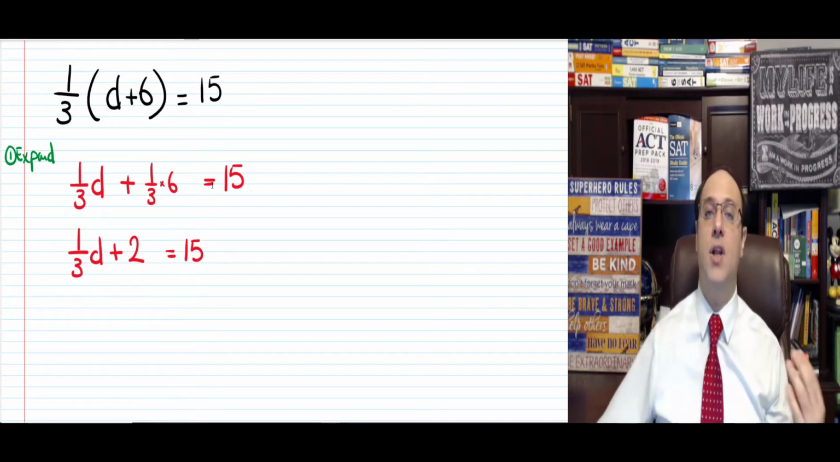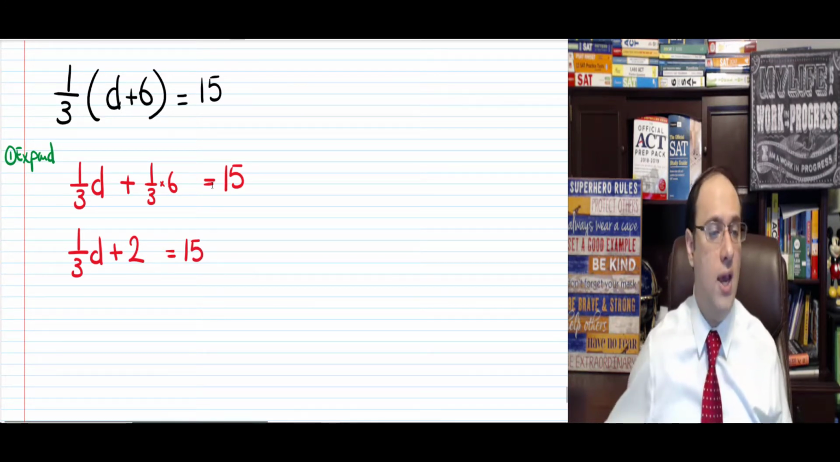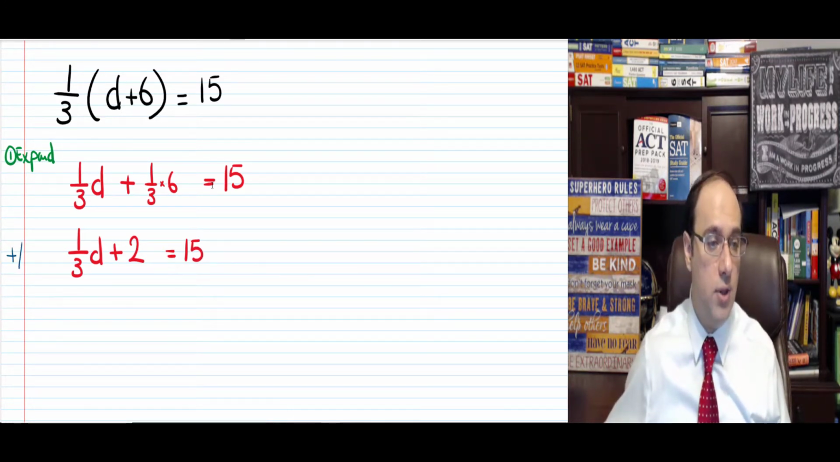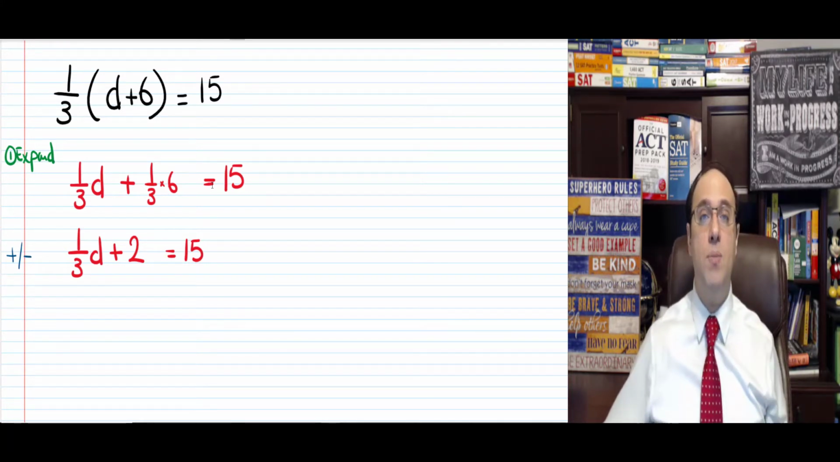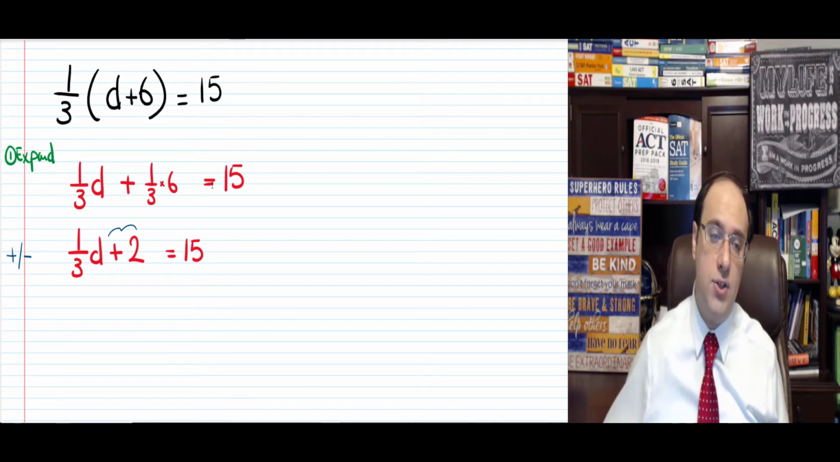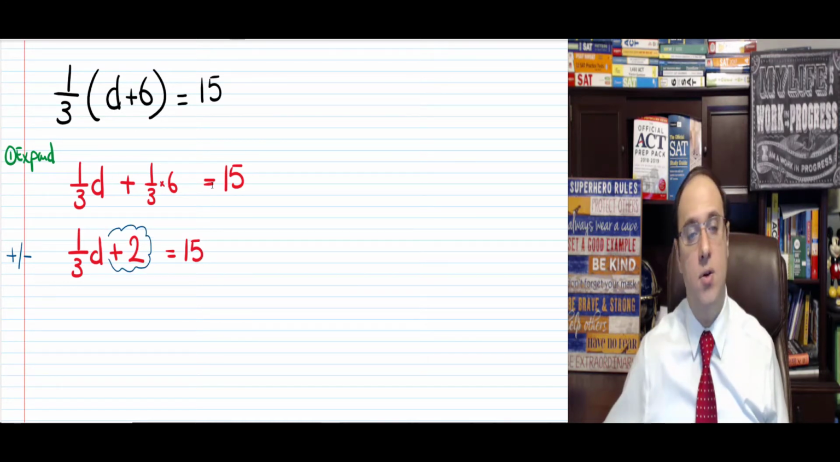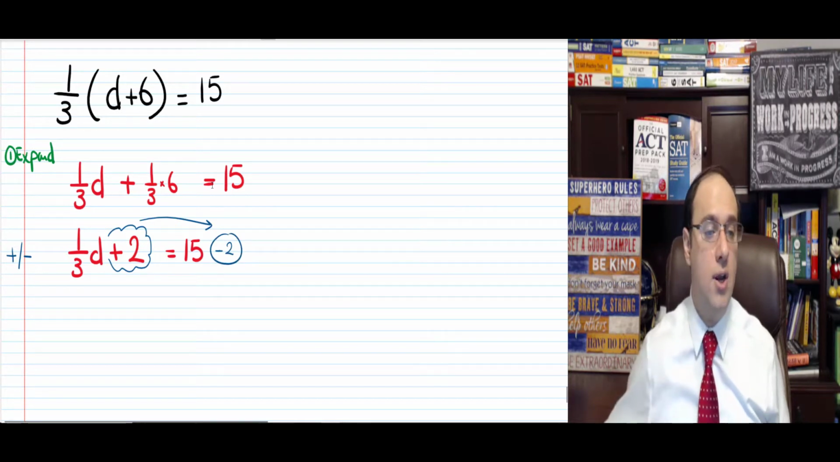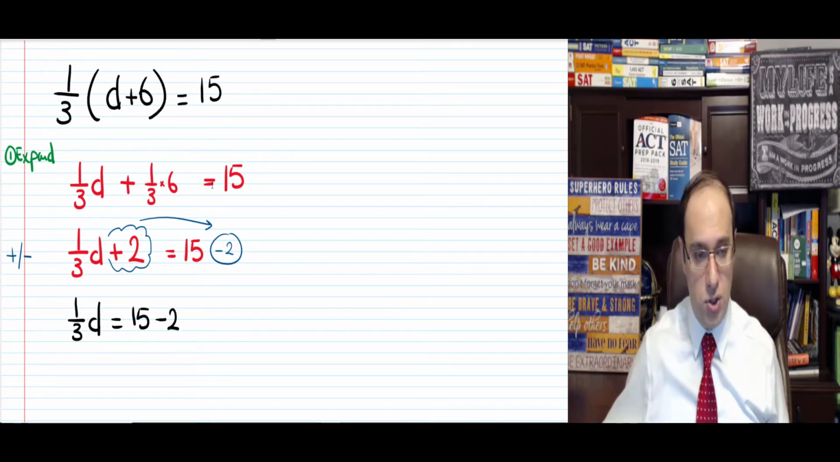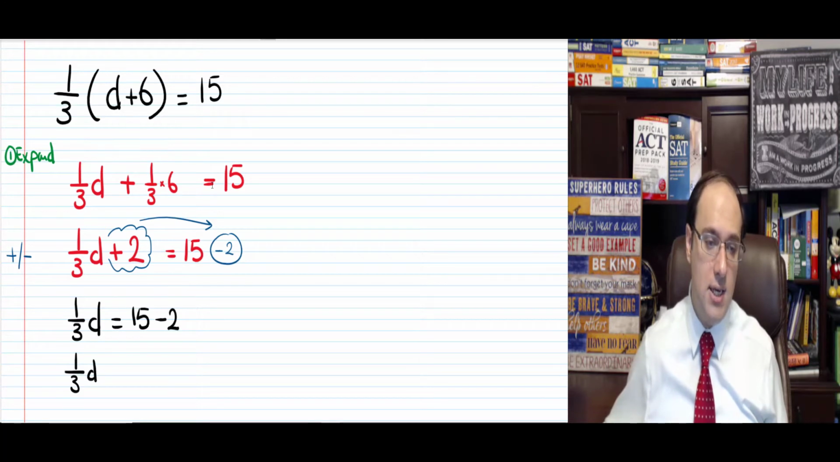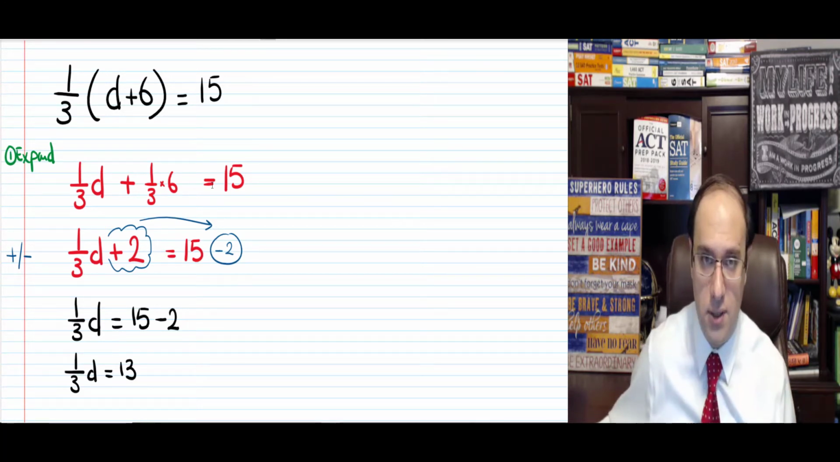Now it's looking like a normal equation. Okay, first get rid of any pluses or minuses with the d, with the variable. What is the plus or minus I have here? I have plus 2. Want to get rid of it, moves to the other side as minus 2. Good. Now we can rewrite 1/3 d equals 15 minus 2. That means that 1/3 d equals 13.